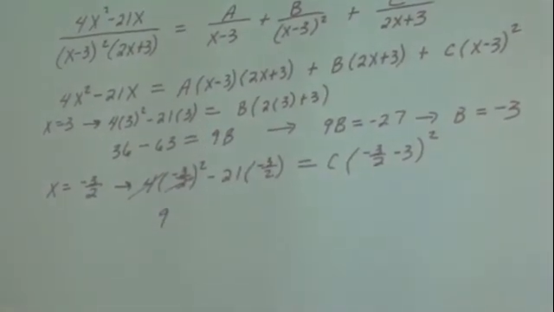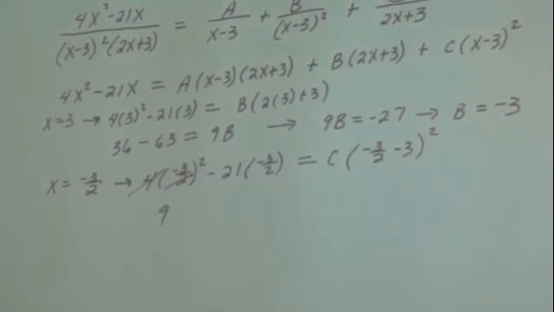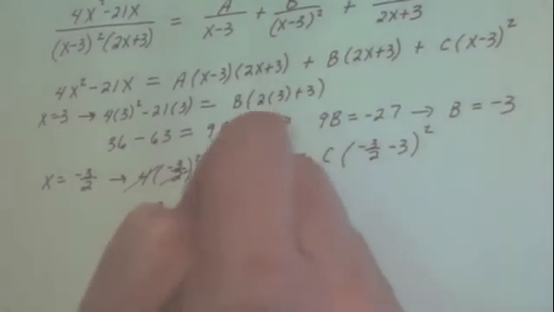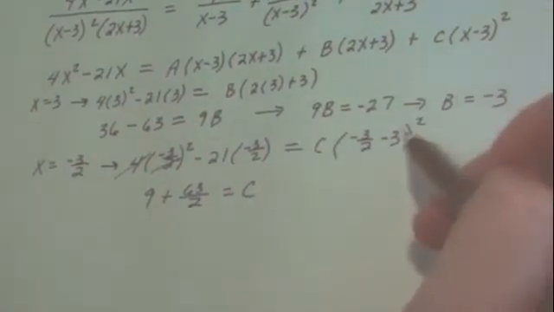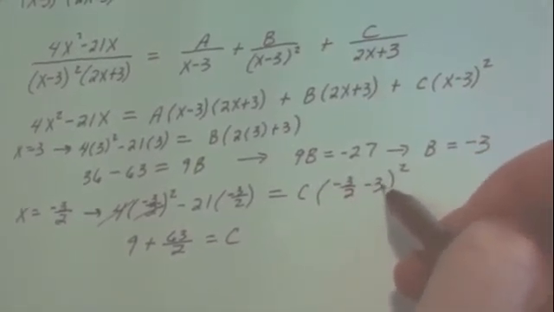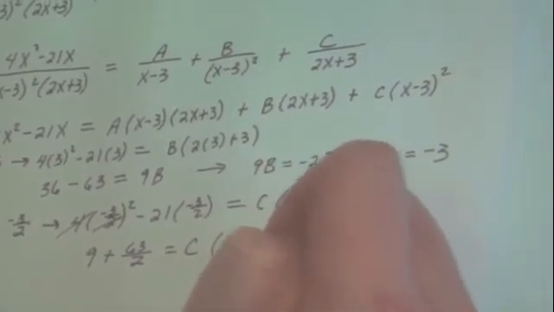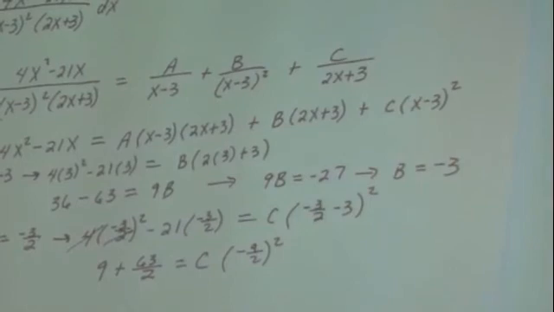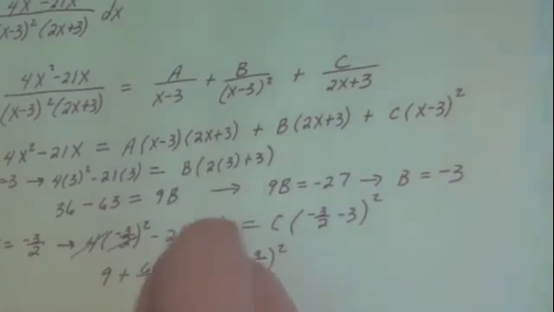And then minus 21 times a negative 3 over 2, so that's going to be 21 times 3 is 63, 63 over 2, so plus 63 over 2. That's going to equal C. Now, 3 is the same thing as 6 over 2, so I'd have negative 3 over 2 minus 6 over 2. That'd be C times negative 9 over 2 squared. So on the left-hand side, 9 is the same thing as 18 over 2. So I get 18 plus 63 is 81 over 2.